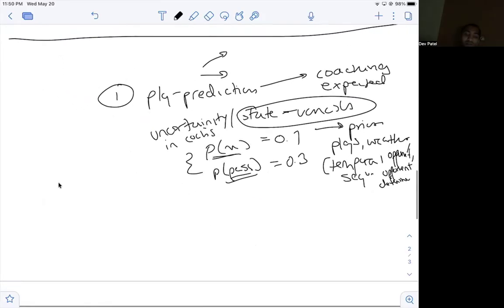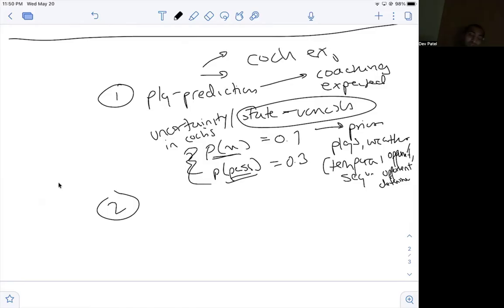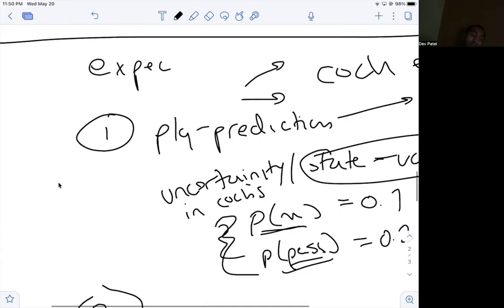And so to quantify the uncertainty, that's why we have probability of run and pass. That's why we were trying to predict what the coach will be expected to call. So this is the coach's expected play call, expected probabilities of play calls.